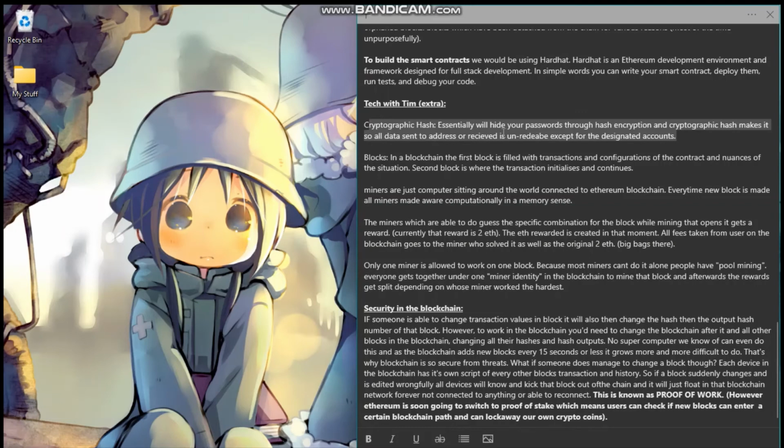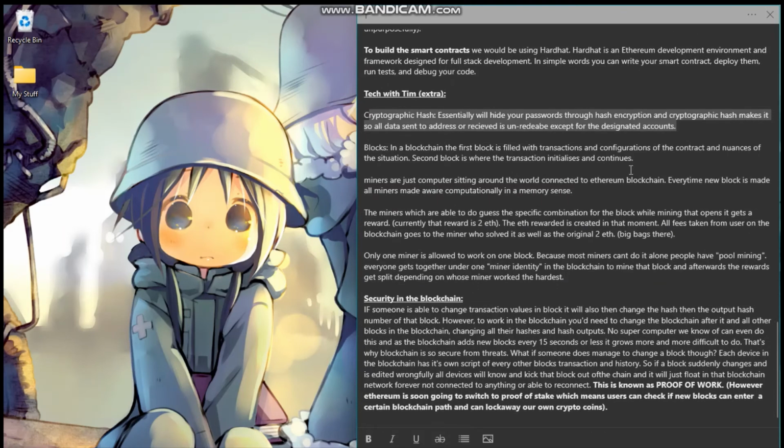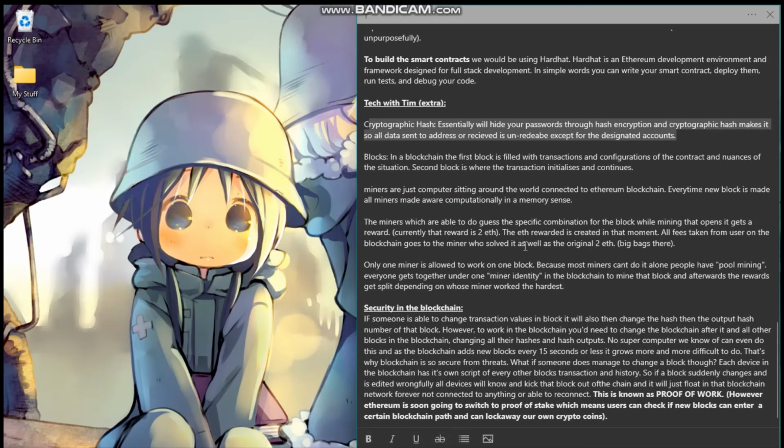This is how crypto wallets, and you know what a crypto wallet is, like MetaMask, send. This is what they use to protect your passwords, basically, and protect all the information when it's being sent. And all the stuff here, you need to know this.